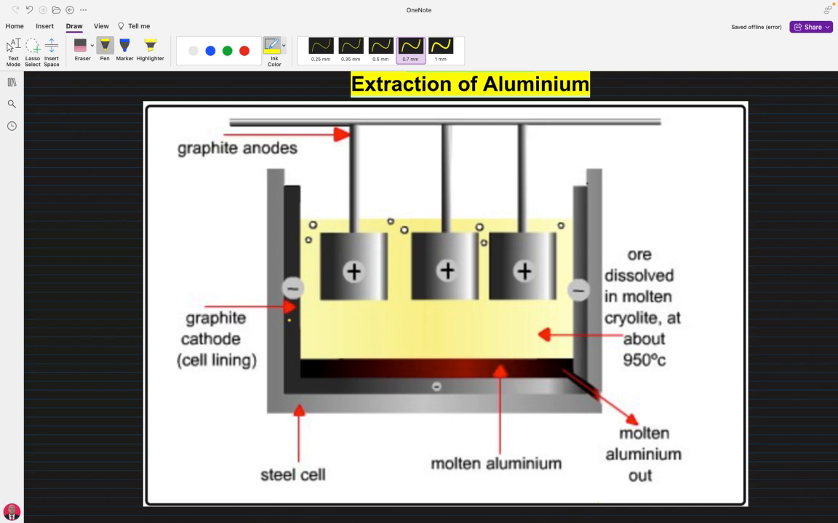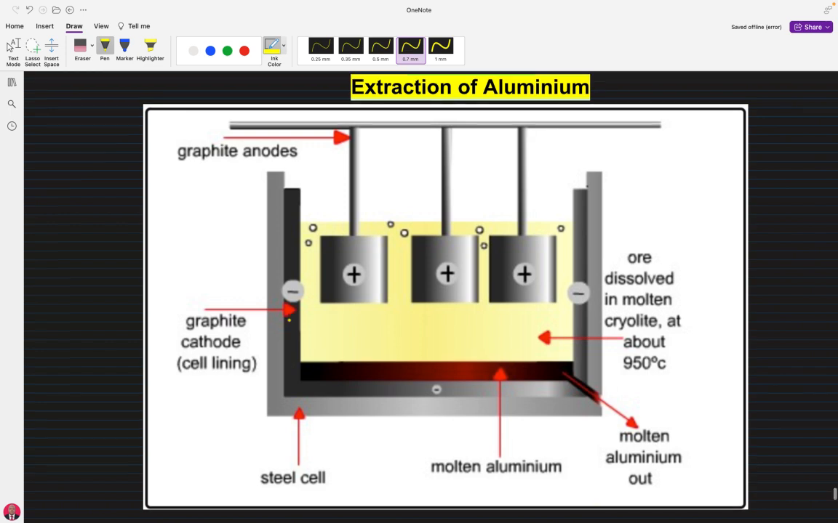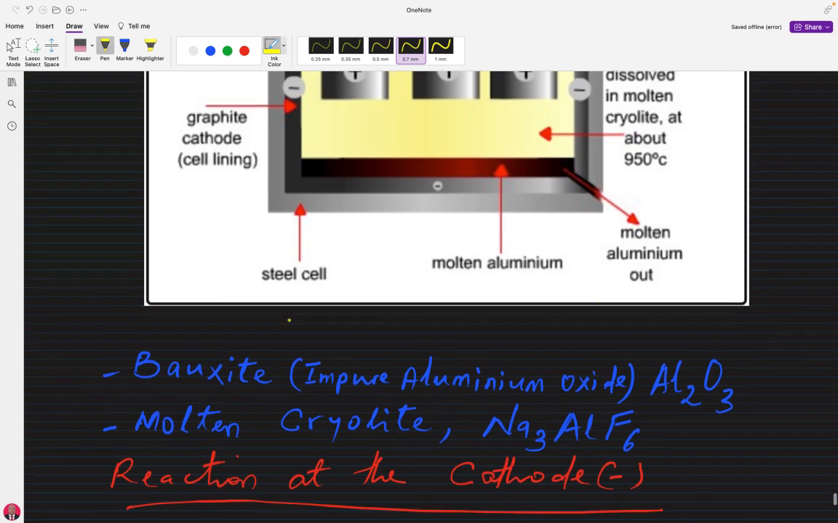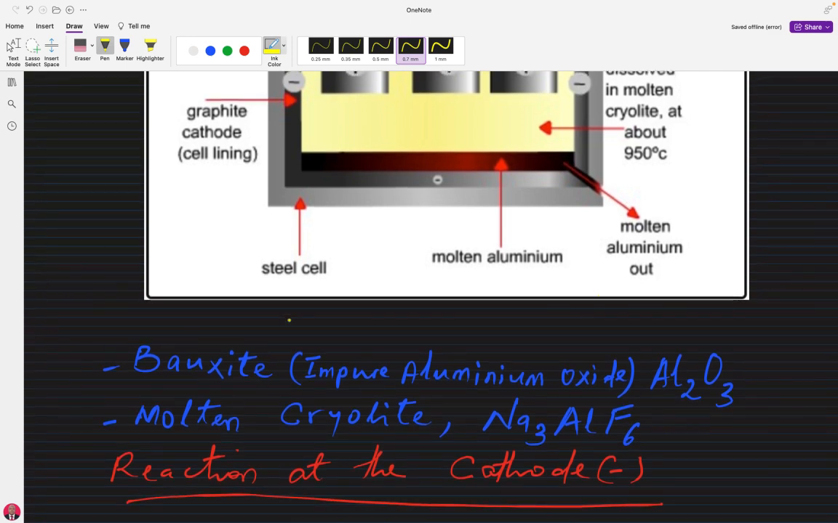For this purpose, aluminium oxide is dissolved in another aluminium compound. We call it molten cryolite, and this is the formula of molten cryolite: Na3AlF6.